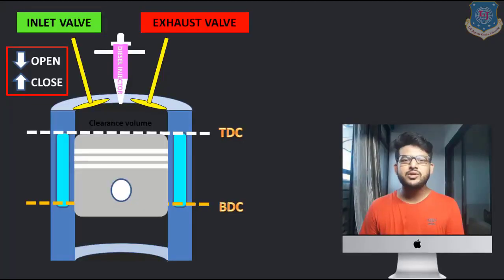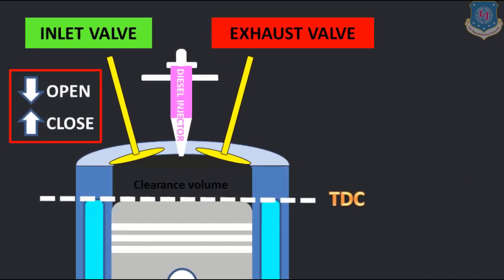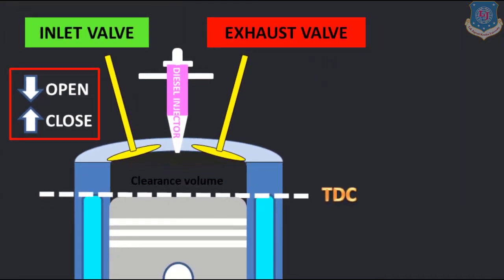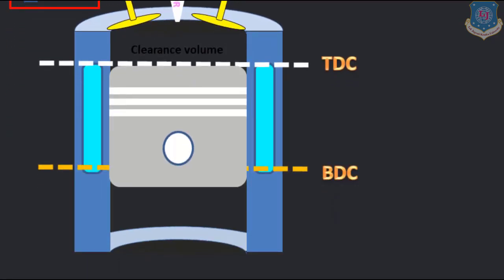Hello students, so on the screen you can see an engine which is a diesel engine. Now how can I say it is a diesel engine? Because here you can see there is a diesel injector in place of the spark plug. Fine. So now you all know how 4 strokes work. I have already discussed it in previous videos. So if you don't know, then you can watch my previous videos. Fine. Or you can press this I icon.